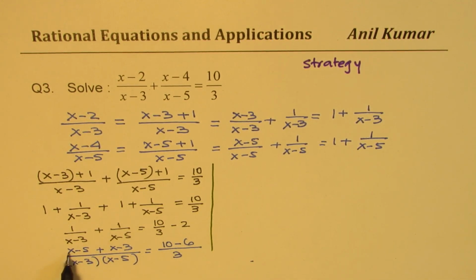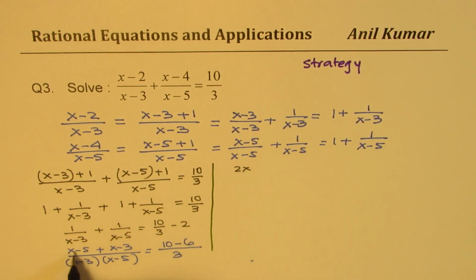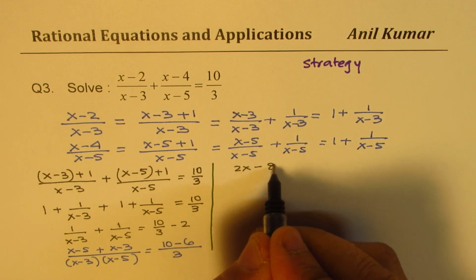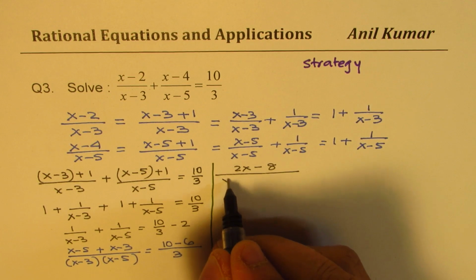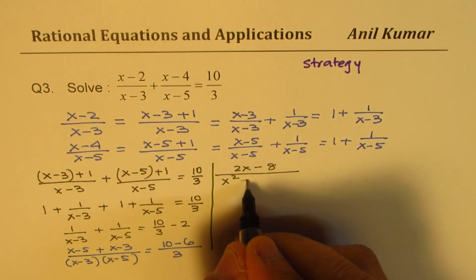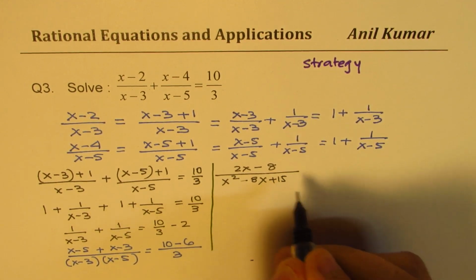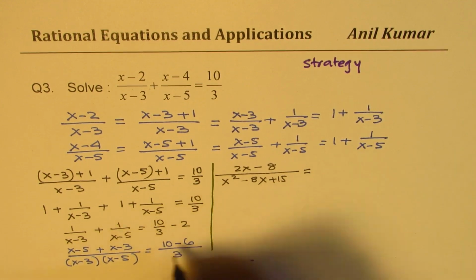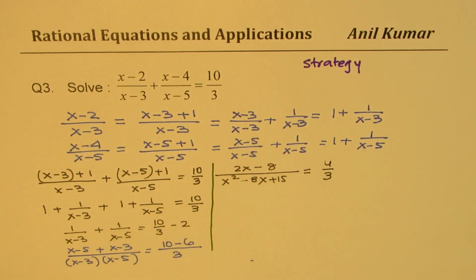In the numerator we have x plus x, so we have 2x, and minus 5 minus 3 is minus 8, divided by the product of these two, which is x squared, and minus 5 and minus 3 will give you minus 8x. 5 times 3 is plus 15, correct? Equals 10 minus 6 is 4 over 3. Now we can cross multiply and simplify this.